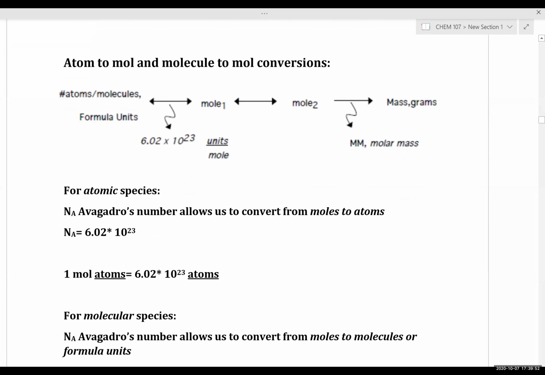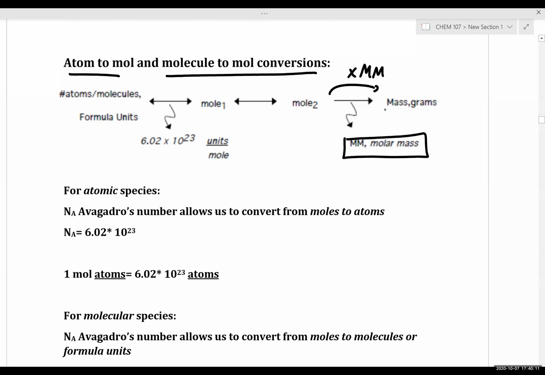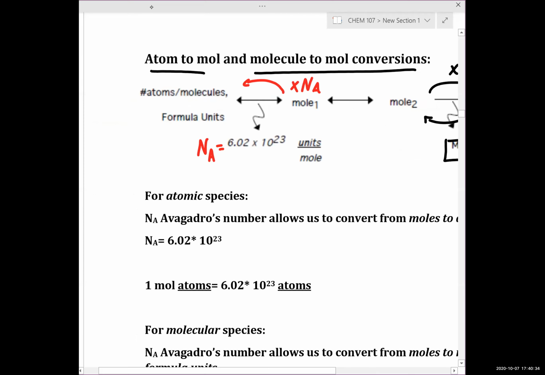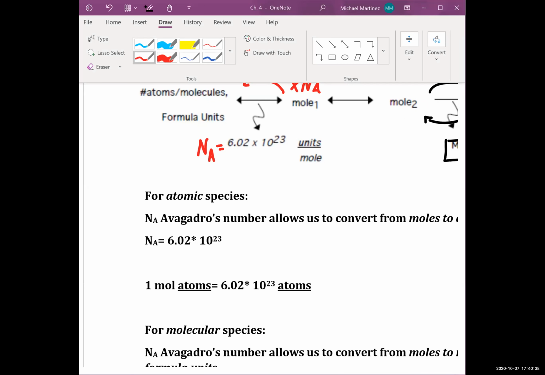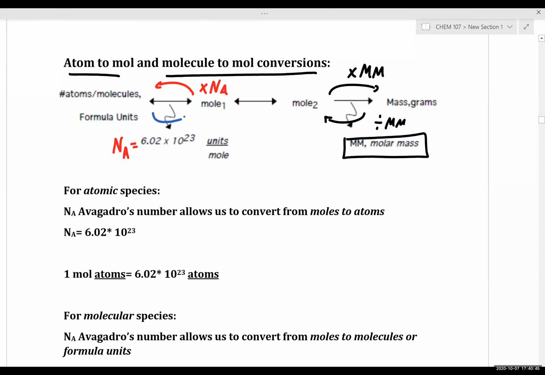So we're next going to talk about atom to mole and molecule to mole conversions. So we've already established to go from moles to mass, we use our molar mass. To go from moles to mass, we multiply by our molar mass. To go from mass to moles, we divide by our molar mass. Well, how do we go from moles to atoms or molecules? With that, we use Avogadro's number. To go from moles to atoms or molecules, you're going to multiply by Avogadro's number. Conversely, if we wanted to go from atoms or molecules to moles, we're going to divide by Avogadro's number.